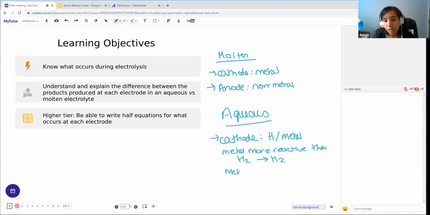If the metal is less reactive than hydrogen, then we produce the metal. So that's the general rule for the cathode.